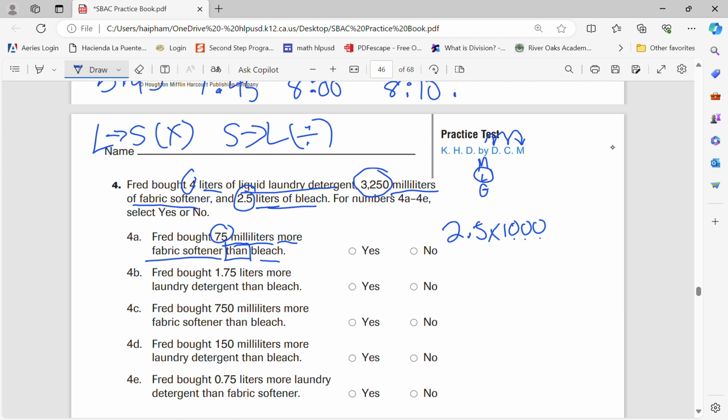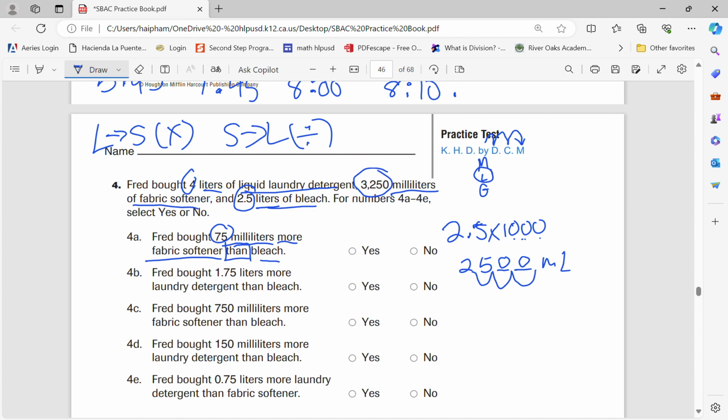Okay, and now since I'm multiplying, my number is just going to get greater. So we are moving from liters to milliliters. So let's rewrite that. There's 3 zeros, so I'm going 1, 2, and 3. The decimal point will shift 3 times to the right. So there would be 2,500 milliliters to 2.5 liters of bleach.